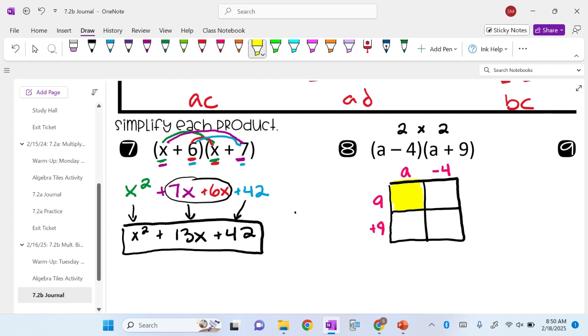If I'm doing this box, what am I technically multiplying together? What 2 values am I multiplying together here for the yellow box? We're doing a times a. So we're doing a times a for this box, which means we get a squared. What about for this box? What are we multiplying together for that box? Negative 4 and a, which just like he said, does give us negative 4a.